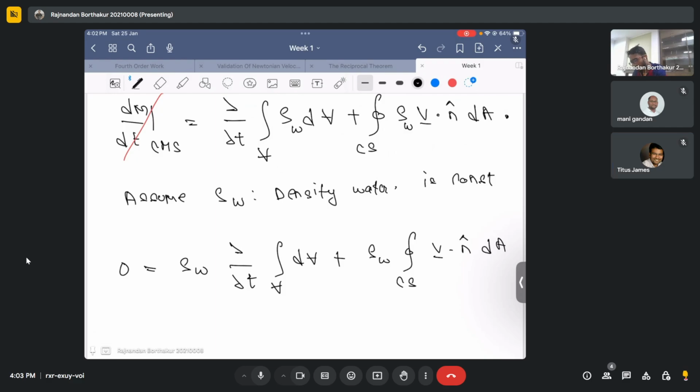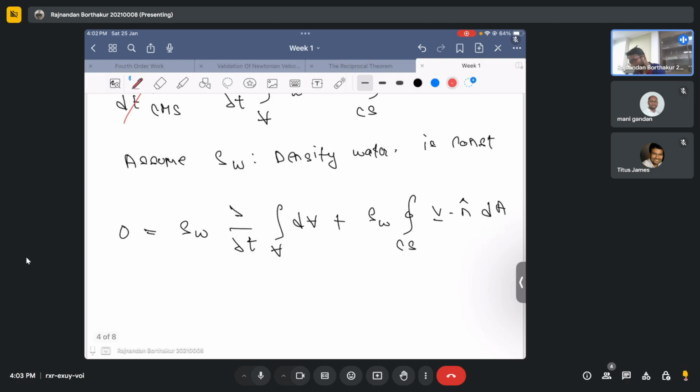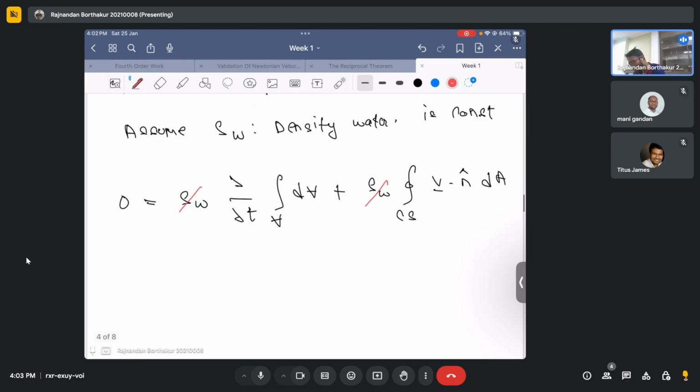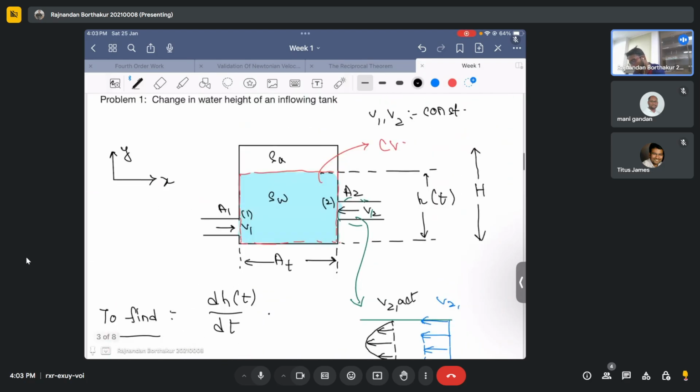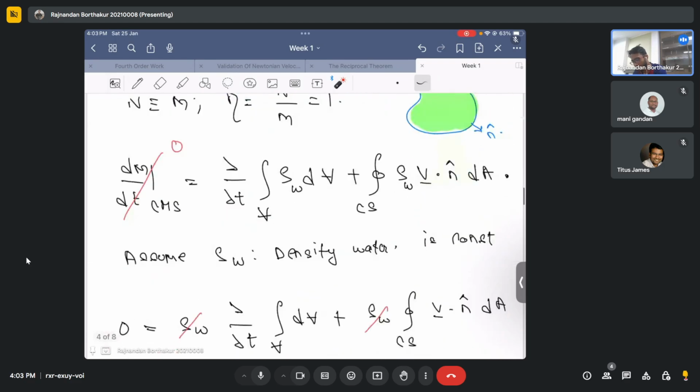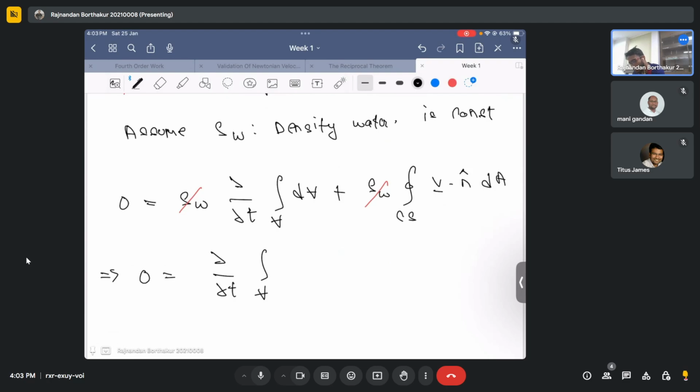Thank you. So now, since this density is constant, I can simply strike out rho w, because rho w cannot be equal to 0. I can take rho w common, and since the left hand side is just equal to 0, I am now left with 0 equal to del t of the integral over the control volume. Remember, this is the control volume that I am considering in space. You should always keep this in mind when applying the Reynolds transport theorem. So this is del t of the integral over v dv plus the integral over the control surface v dot n hat dA.